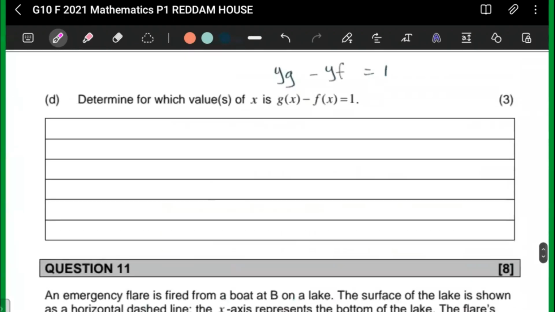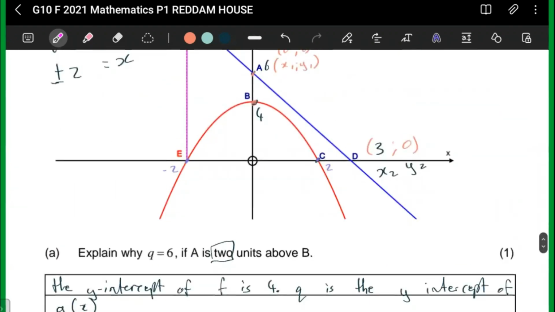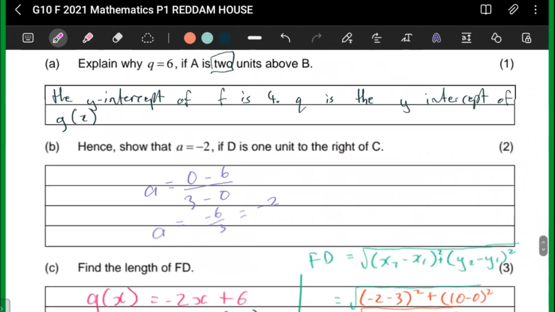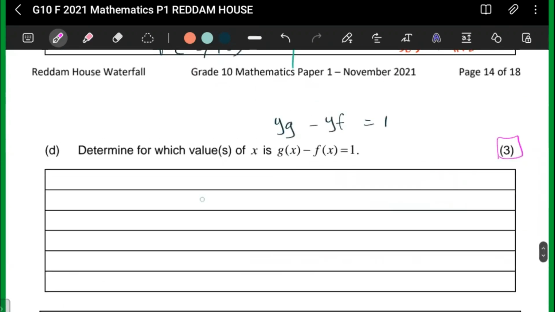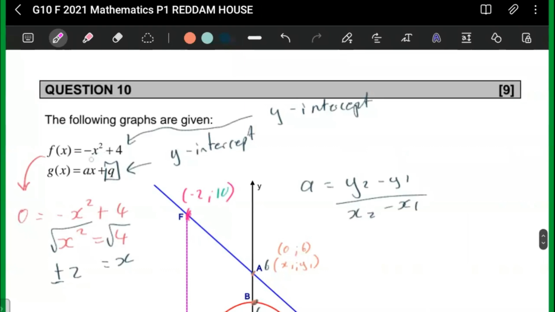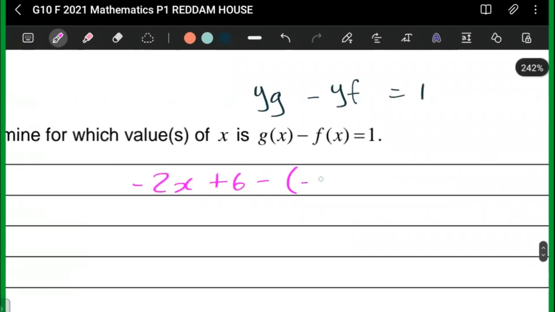Let's see what the mark allocation is. It's a 3-mark question, so you may want to work this out algebraically, because the distance here is like a 2, and the distance there is like a 10. Somewhere here, the distance is going to be a 1, but you don't know where. The equation of g of x is -2x plus 6. You're subtracting f of x, hence the brackets. Be careful of the brackets. So here it's (-x squared plus 4), close bracket, equal to 1.